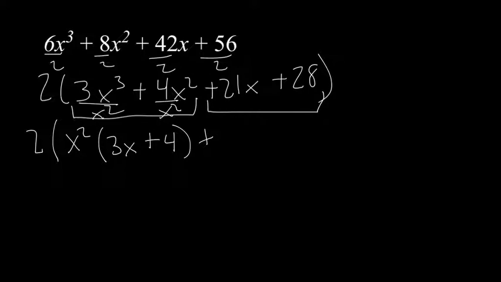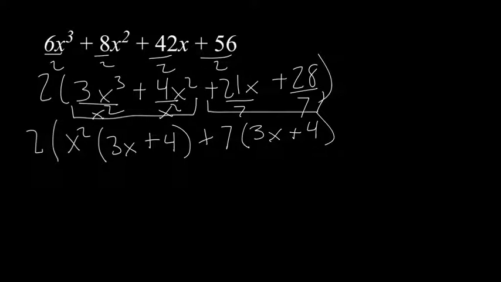Put a plus sign here. Look at these two terms. I see a common factor of 7. 7 goes into 21 and 28. So I pull out the common factor of 7, which means both of these are going to be divided by 7. It's going to give me 3x plus 4.